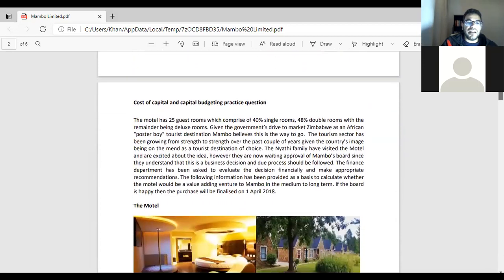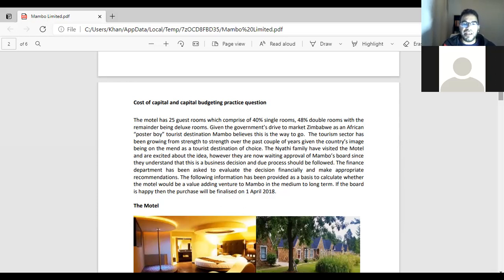So they say the motel has 25 guest rooms, which comprise 40% single rooms, 48% double rooms, with the remainder being deluxe rooms. Given the government's drive to market Zimbabwe as an African poster boy tourist destination, Mambo believes this is the way to go. The tourism sector has been growing from strength to strength over the past couple of years, given the country's image being on the mend as a tourist destination of choice.